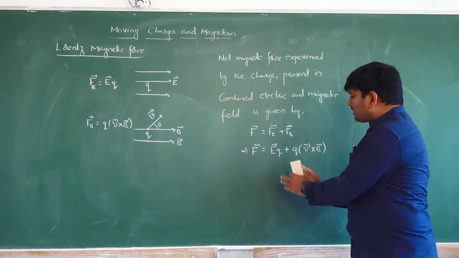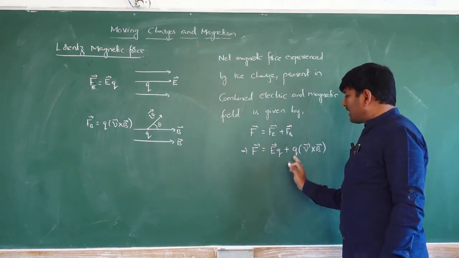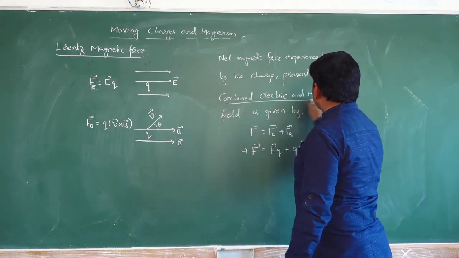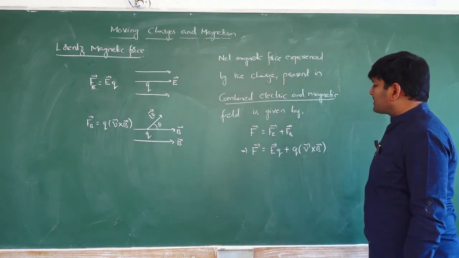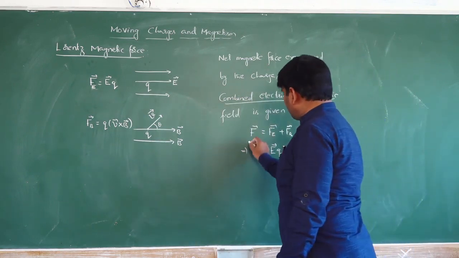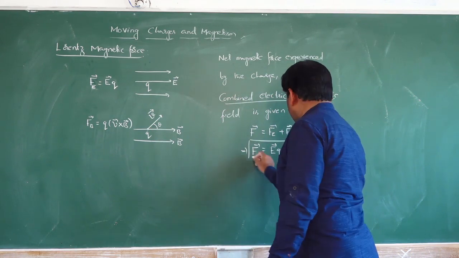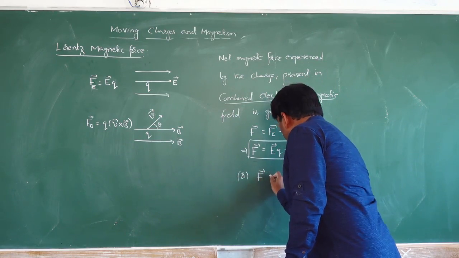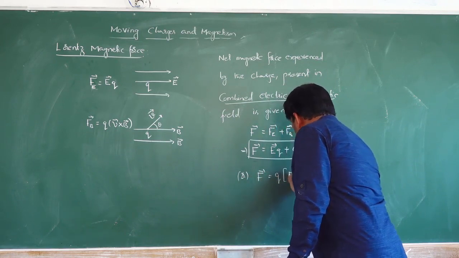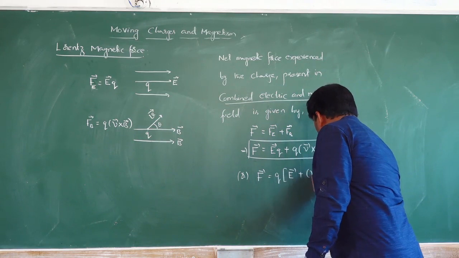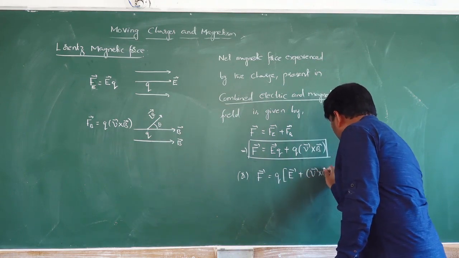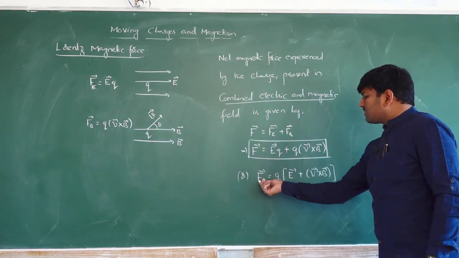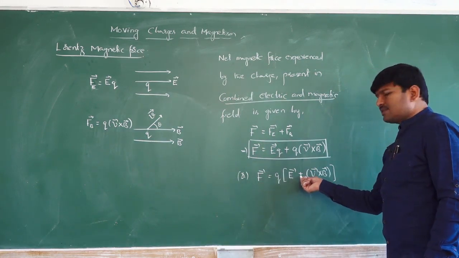This is the net electric force and magnetic force, or the net force experienced by the charge present in the combined electric and magnetic field. And this force is termed as Lorentz force. This entire term is called as Lorentz force. I can also write it as F bar is equal to Q into E bar plus V bar cross B bar. Here we are taking Q common and it is written outside. Then I can write it as F bar is equal to Q into E bar plus V bar cross B bar.